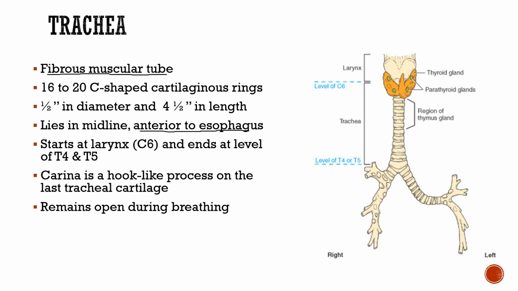It begins at the level of C6 and extends to the level of T4 or T5, and that's the location of the carina. The carina is also called the tracheal bifurcation, and the carina is a hook-like process on the last tracheal cartilage. It remains open during breathing. The trachea is just for the respiratory system only, and it is filled with air.